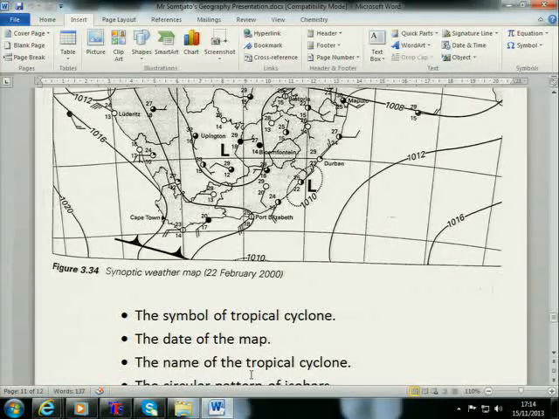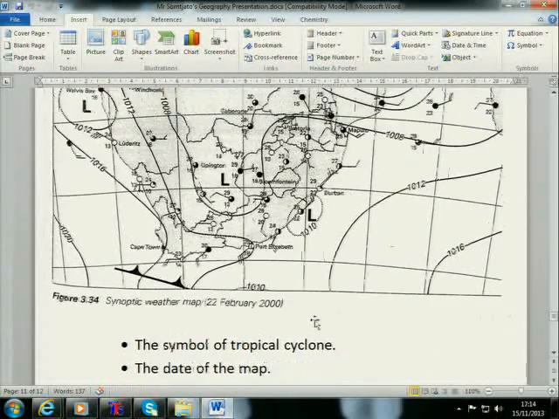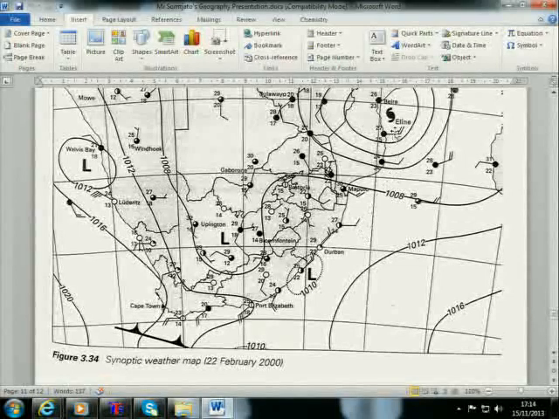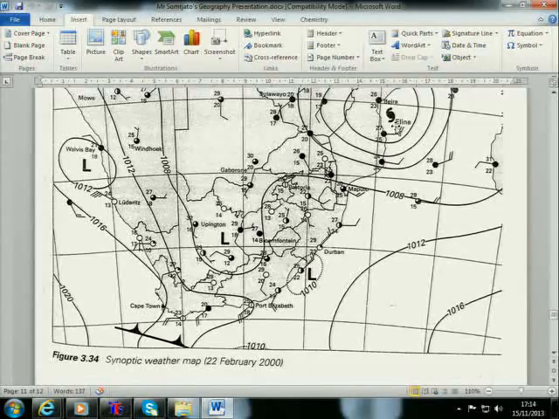Number three, the name of the tropical cyclone. Remember we said it is only the tropical cyclones that are given names. We even made an example of cyclone Eileen. The name of the tropical cyclone will always be printed along the eye. Let's look into this one. This is Eileen. Next to the eye, in the center of the tropical cyclone, this is the name. It is only tropical cyclones that have got names.